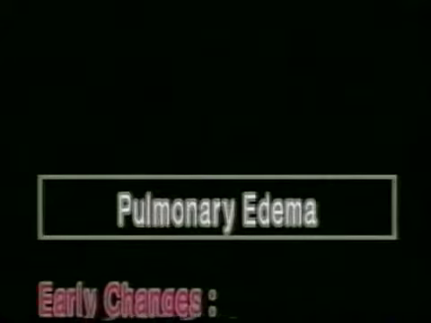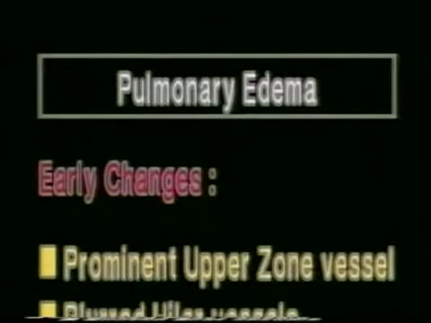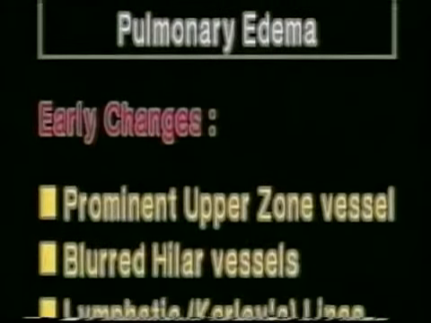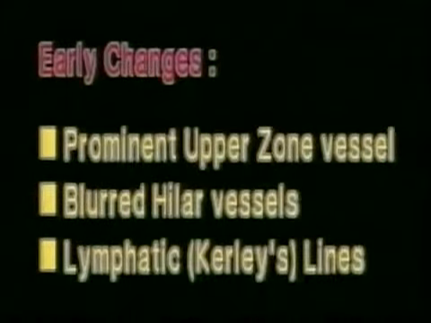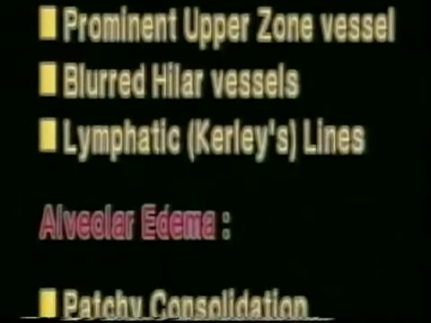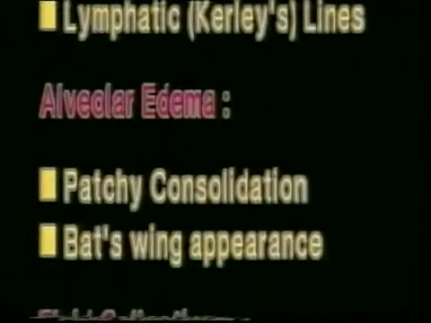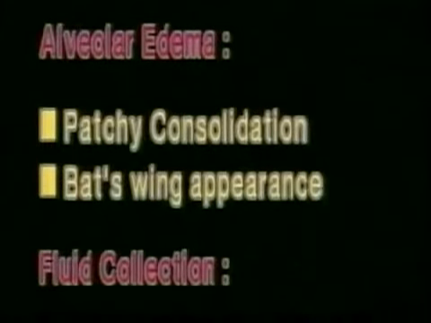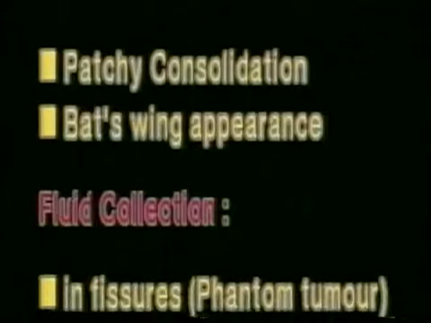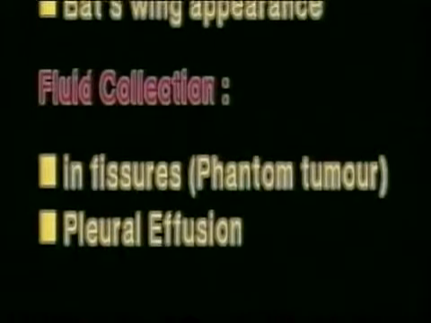To revise the radiological features of pulmonary edema, the early changes are prominent upper zone vessels and blurring of the hilar vessels due to interstitial edema, and lymphatic lines or Kerley's ABC lines. Then the alveolar edema appears in the form of patchy consolidation of mid and lower zones and bat wing appearance. Then there is fluid collection in the interlobar fissures and in the pleural spaces.